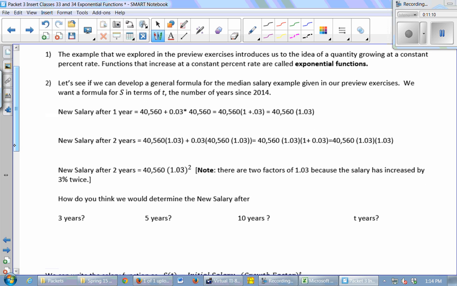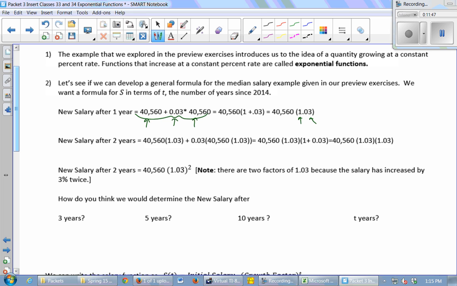So your new salary after 1 year, this is how we calculated it, right? We took our previous year's salary and we added 3% of the previous year's salary. A shortcut for increasing something by 3% is to multiply by 1.03, right? Because the 1 represents keep 100% of what you had before and then add an additional 3%. So take 103% of what your previous salary was, and you've increased it by 3%. So that's a quick little shortcut for increasing something by 3%.